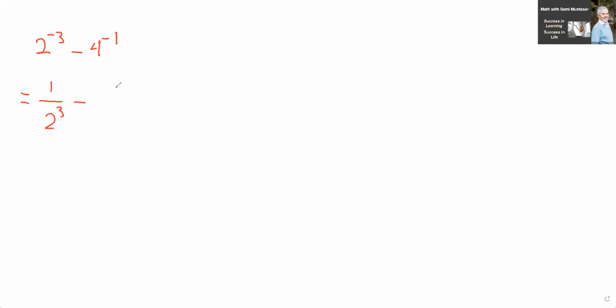Again, because it's a negative exponent, to switch the exponent to positive, you have to go 1 over, and then this becomes 1 over 4 to the power of 1. Now, the next thing is we know 2 cubed is 8, so we're going to change that to 1 over 8 minus 4 to the 1, just 4.